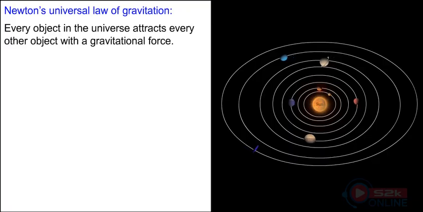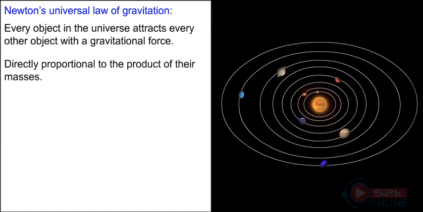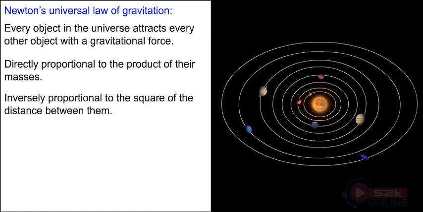Newton's Universal Law of Gravitation states that every object in the universe attracts every other object with a gravitational force, which is directly proportional to the product of their masses, and inversely proportional to the square of the distance between them. The gravitational force acts along the line joining the two objects.